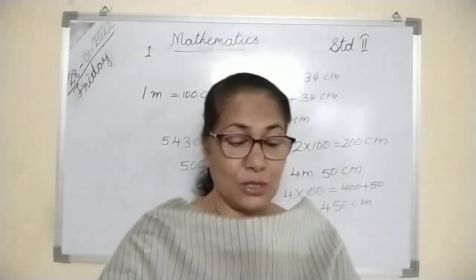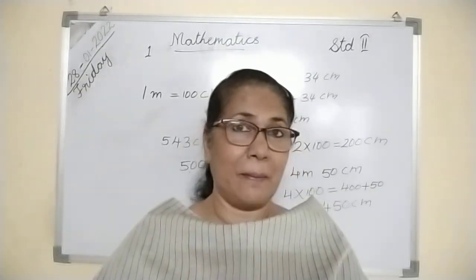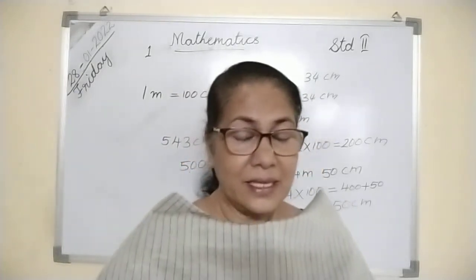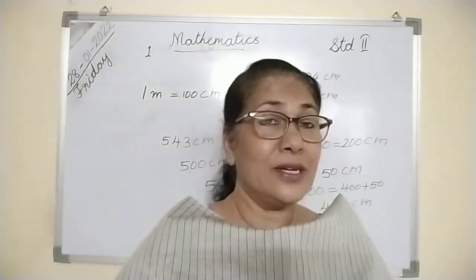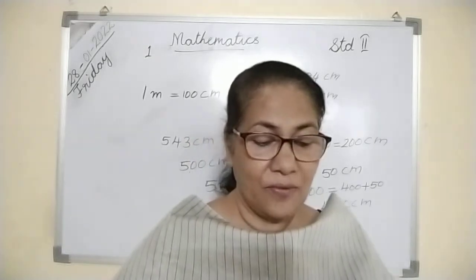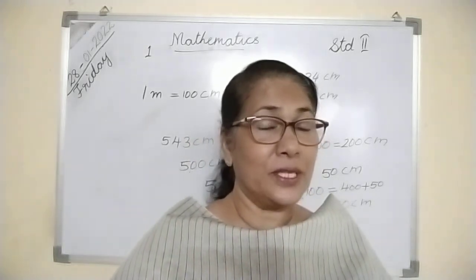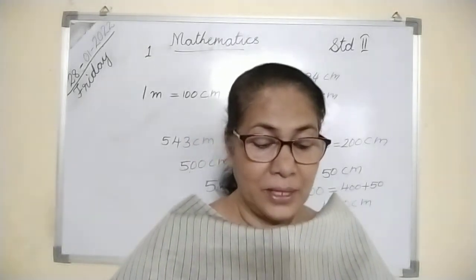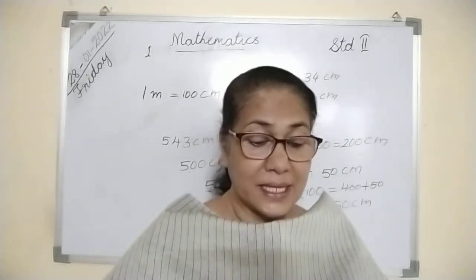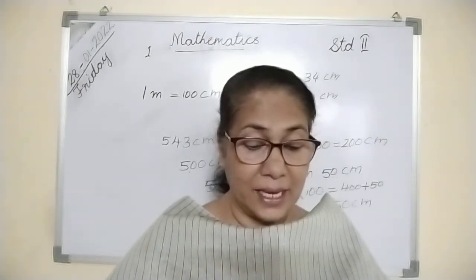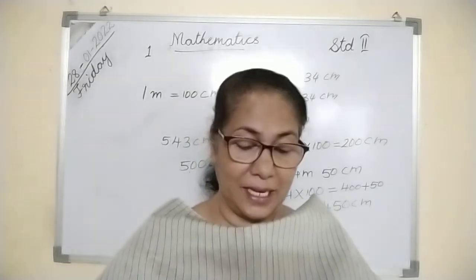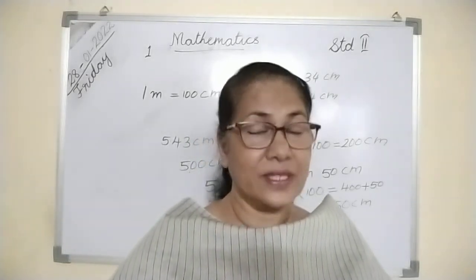Now we shall come to the next page, that is a statement sum. Listen carefully, okay? Manisha is 148 centimeters tall. That means the length of that girl is 148. You won't say length for a person, you say tall, okay? Manisha is 148 centimeters tall. Her sister is 16 centimeters taller than her. What is the height of her sister?